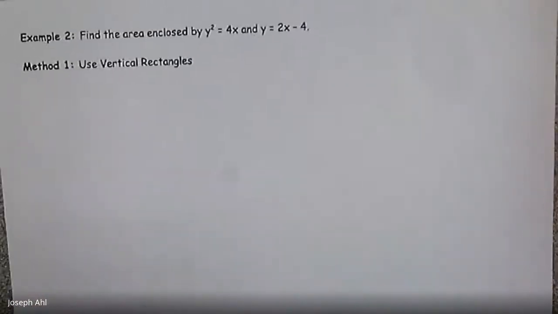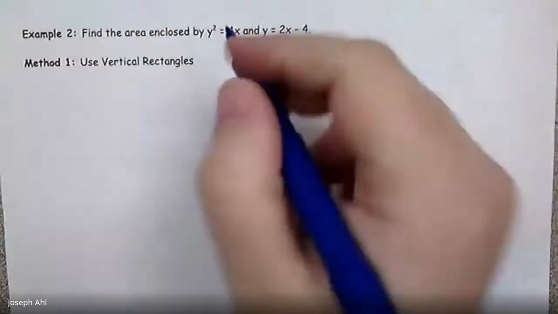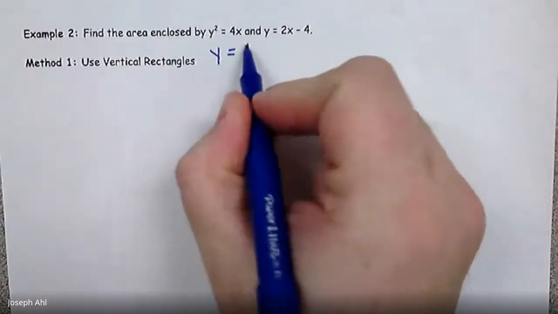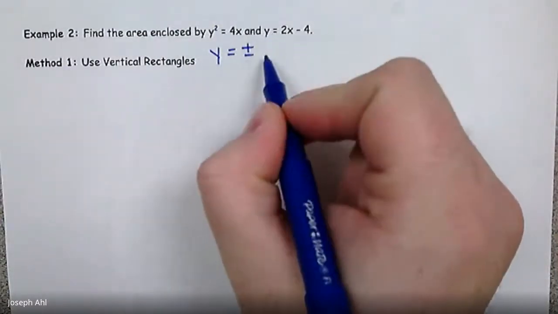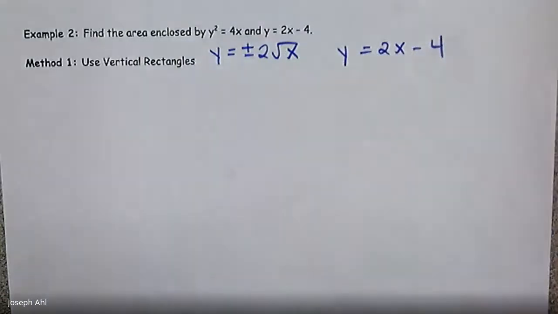It is actually our final example, and we're going to find the area using two different methods. Find the area enclosed by y squared equals 4x and y equals 2x minus 4. If we're thinking about y squared equals 4x, I hope what you're thinking is sideways parabola. If you're unsure about that, if you take the square root of both sides, you would get y equals plus or minus 2 radical x, and y equals 2x minus 4.